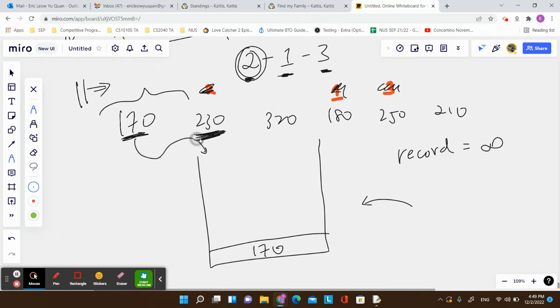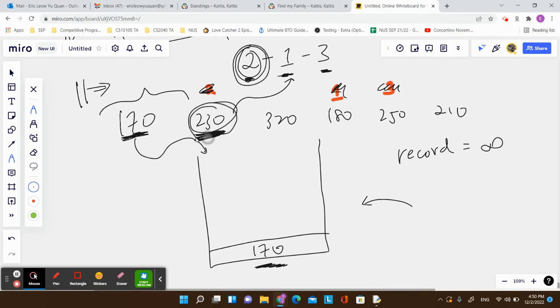Now I need to ask myself, can this 230 guy fulfill candidate 1? What does fulfilling candidate 1 mean? It means that there is someone in the stack that is taller than this 230 guy. Is there a problem here? Yes, because there's only one person I've seen before, and this guy, 170, is shorter than 230. So obviously this cannot be a 2-1 pattern, because 170 is less than 230.